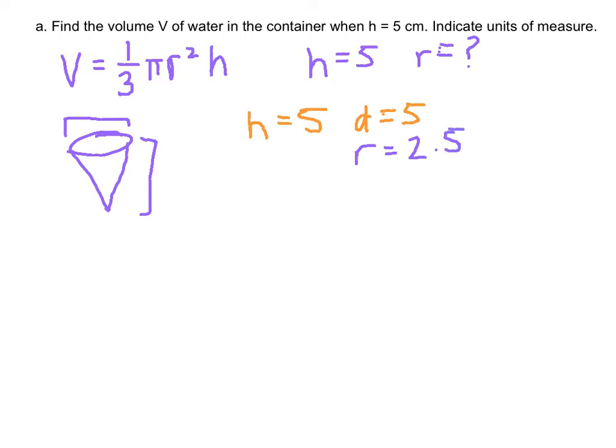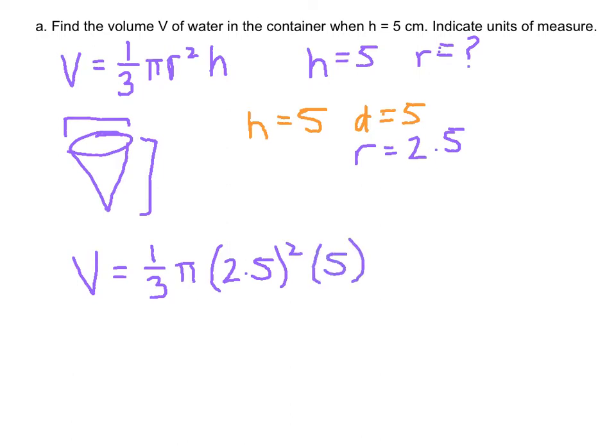Once you have that, you plug it back into the equation and you solve. 1/3 pi times 2.5 squared times 5. You solve that and you get 125 pi over 12. And don't forget the units of measure, and in this case, it is centimeters cubed.